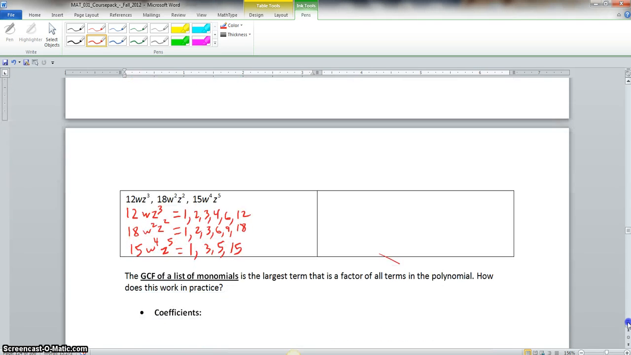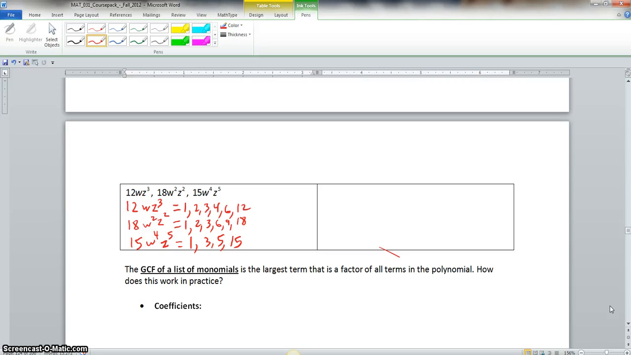Now we come down here. Of course, I expanded my boxes here so that I could show it to you better, so my pages are a little bit more expanded than yours. Now we come here to our greatest common factor of 12, 18, and 15. If we look here, the greatest common factor they have is 3. So 3 is your numerical greatest common factor.